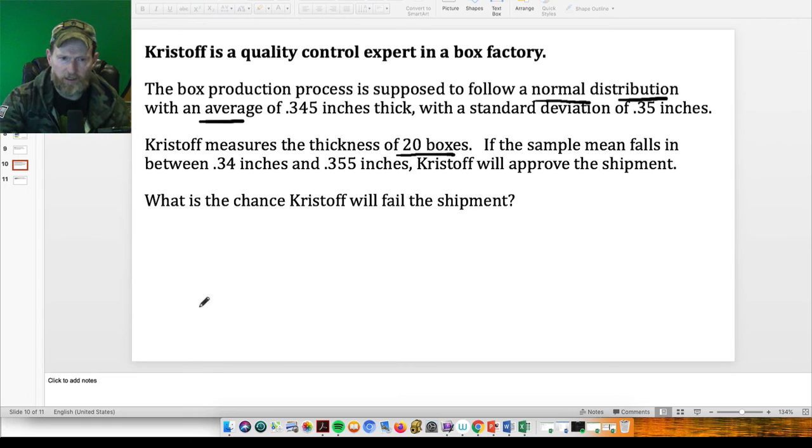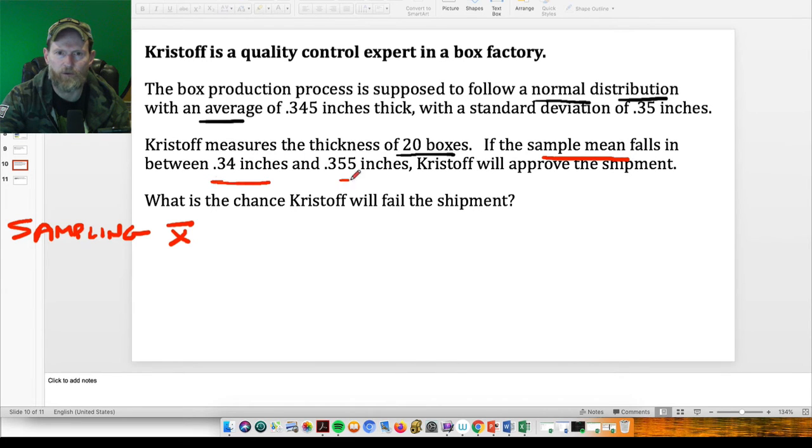So, first thing that's probably helpful is to identify the type of problem. We see the words. What words cue us to that? Well, these words right here, sample, mean. So we have a sampling problem. And right off the bat, we're going to be working with X bar. We don't know what X bar is, but we have some potential values in the form of limits.